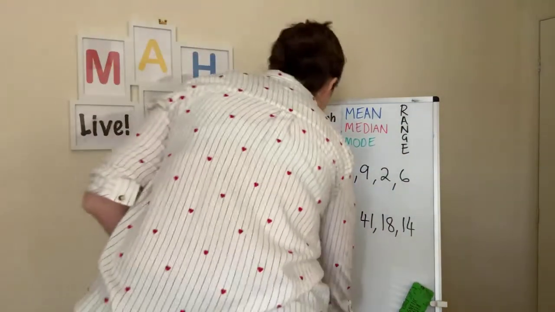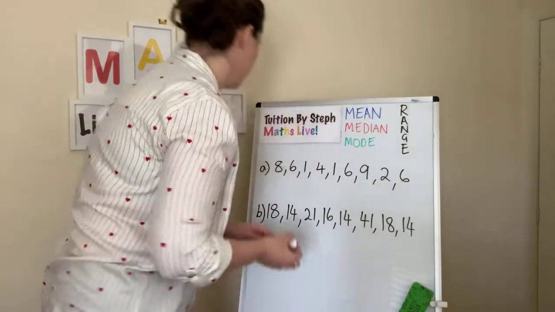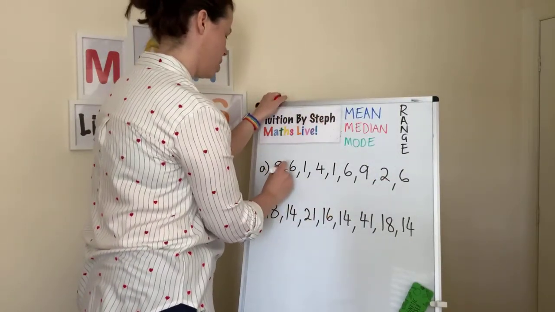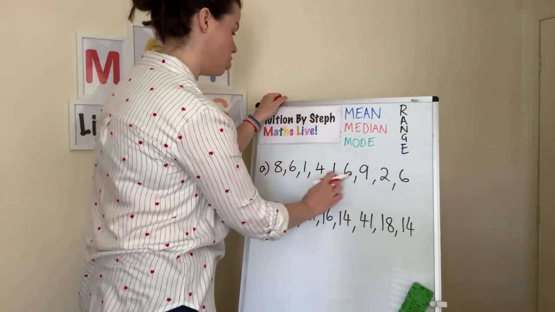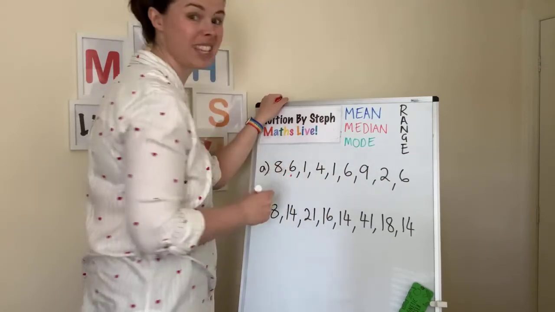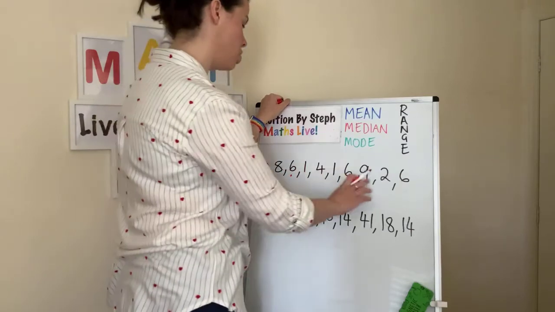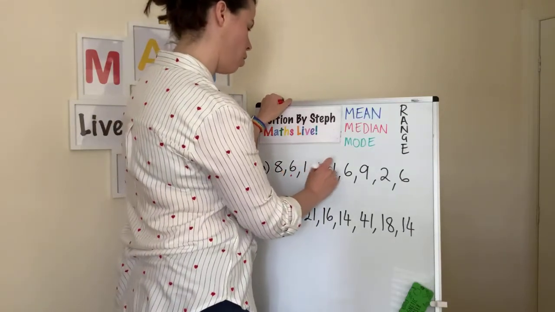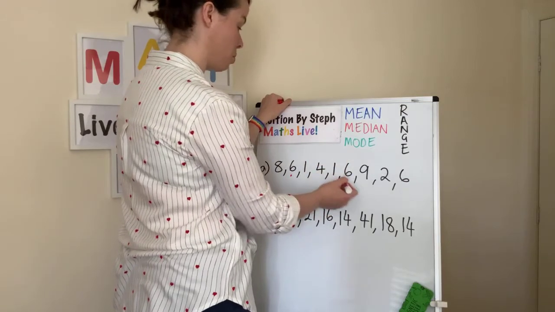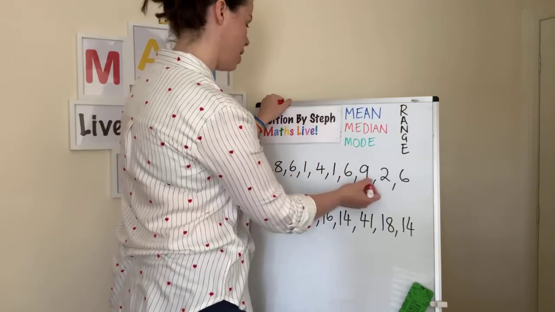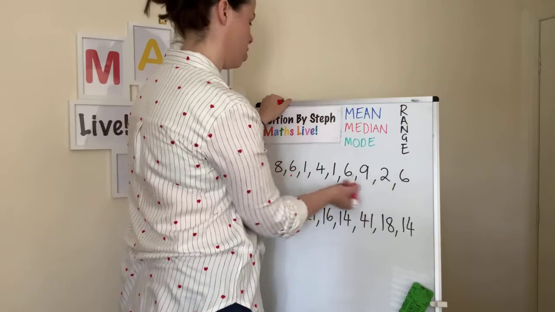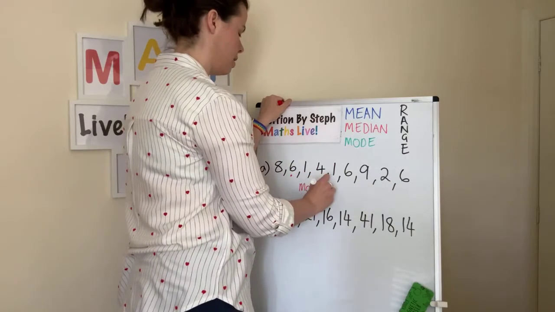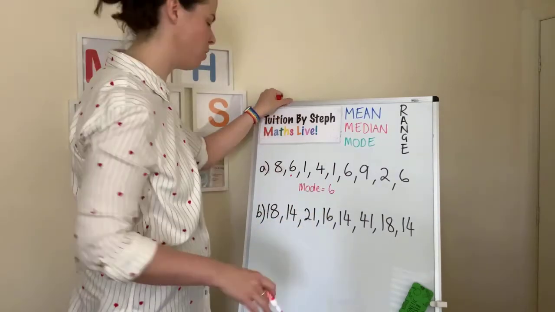So A, right, 8 only occurs once. 6 occurs 1, 2, 3. So far 6 occurs the most. 1 occurs twice, so it's not as many as 6. 4 once. We've already done 1. We've already done 6. 9 only occurs once. 2 only occurs once. So the mode is 6 for the first one. Well done if you got 6. I saw a lot of you did.